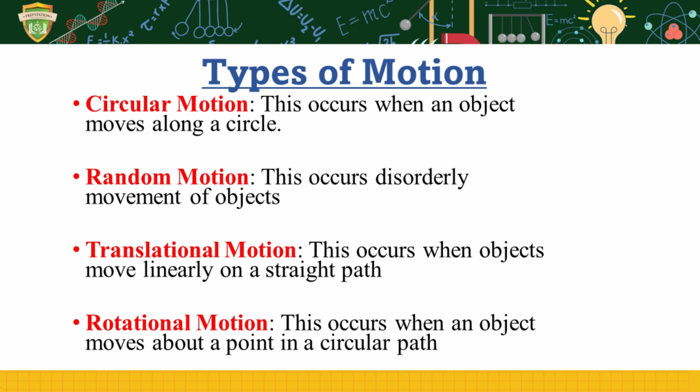Translational motion is when objects move linearly on a straight line. So when an object moves linearly on a straight line, for instance, when a car is traveling along a straight path, the car is said to have undergone translational motion. Rotational motion occurs when an object moves about a point in a circular path. When an object moves about a point in a circular path, that is known as rotational motion.